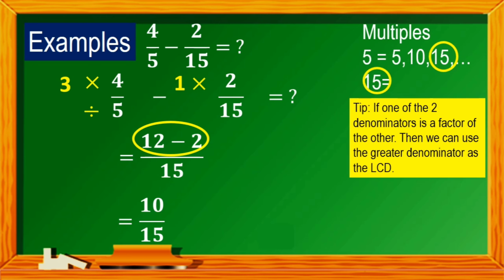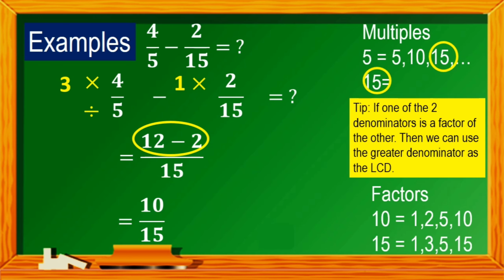To reduce to the lowest term, let us identify the greatest common factor of 10 and 15. Factors of 10 are 1, 2, 5, 10. And for 15, 1, 3, 5, and 15. The greatest common factor of 10 and 15 is 5. Therefore, we divide both numerator and denominator by 5. 10 divided by 5 is 2. 15 divided by 5 is 3. The final answer is 2/3.